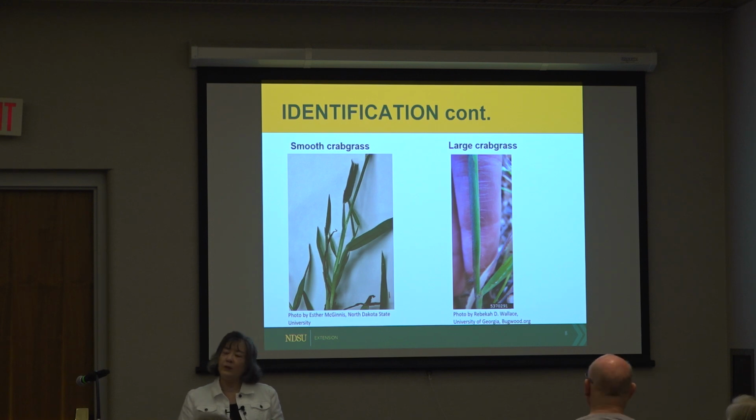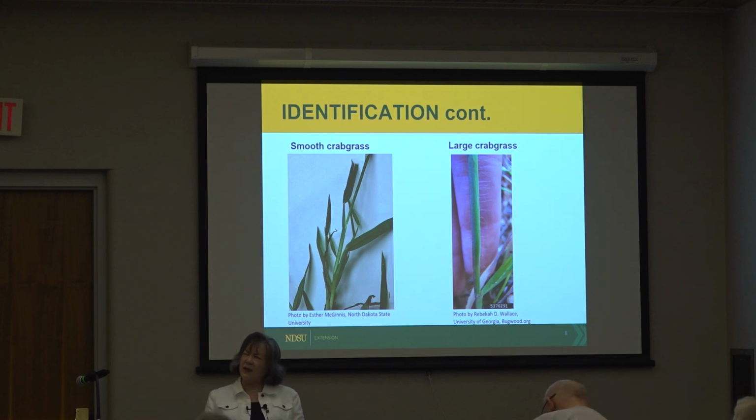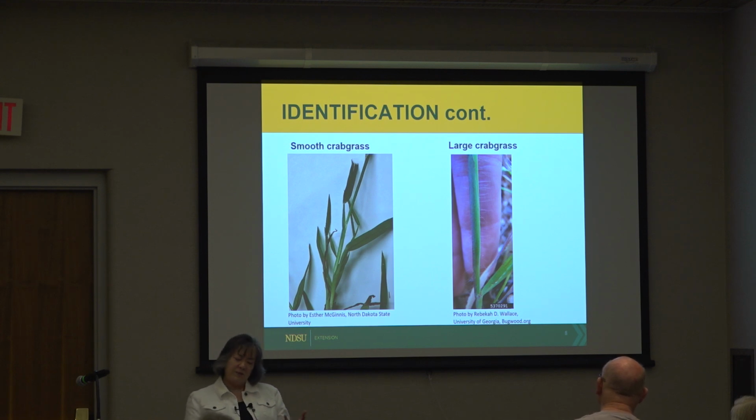Is there one that's more dominant? I would say both. I would say we've got both. So you've probably got a lot of smooth, larger crabgrass. I do see a fair amount of that in Fargo, but I don't know which one is necessarily more numerous than others across the state. We haven't done a study on that.